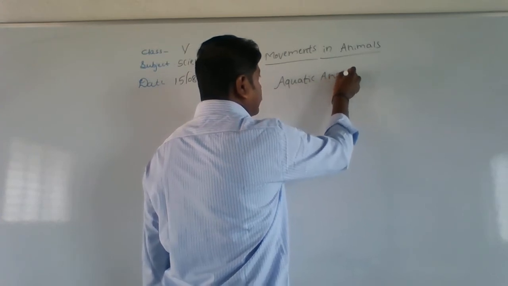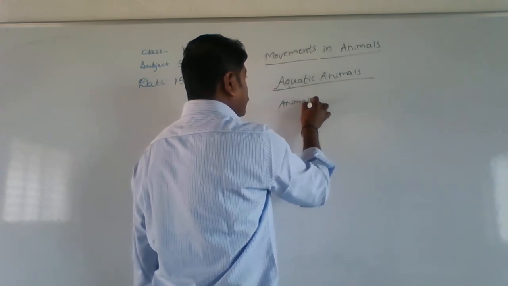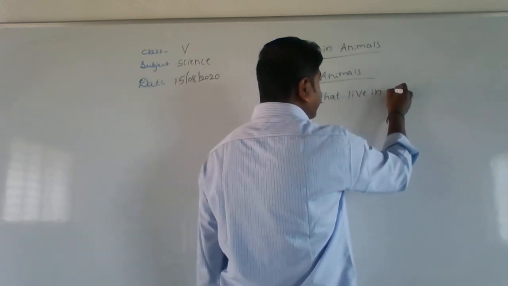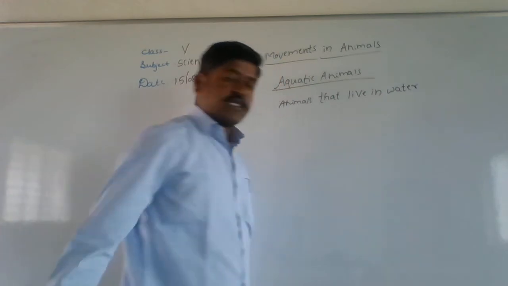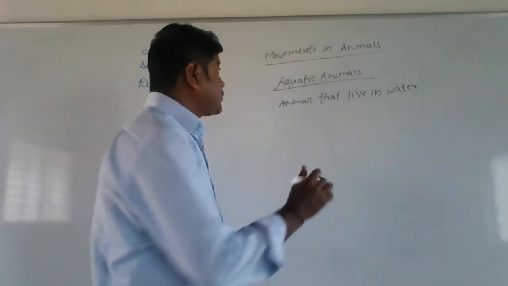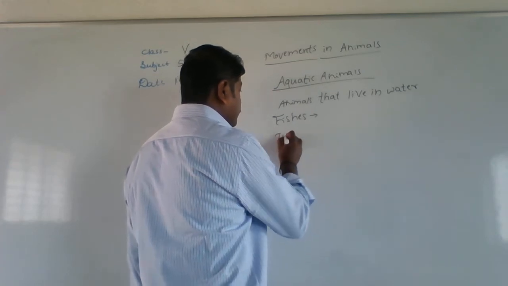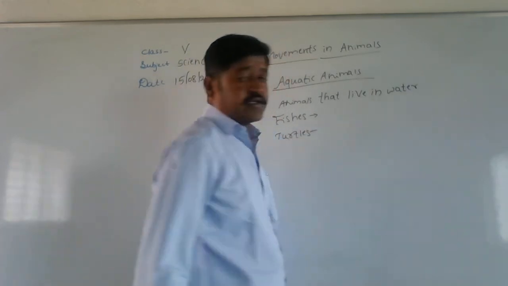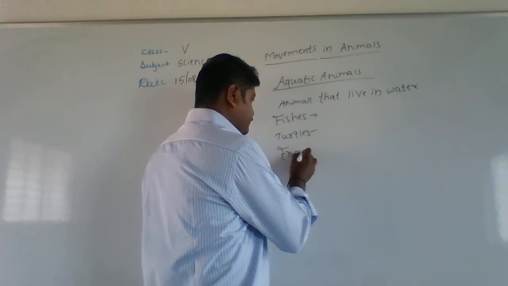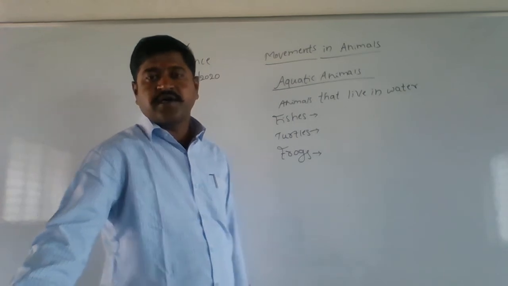Aquatic animals. So the animals that live in water are said to be aquatic animals. In aquatic animals we have fishes, then turtles and frogs. Fishes, turtles and frogs.